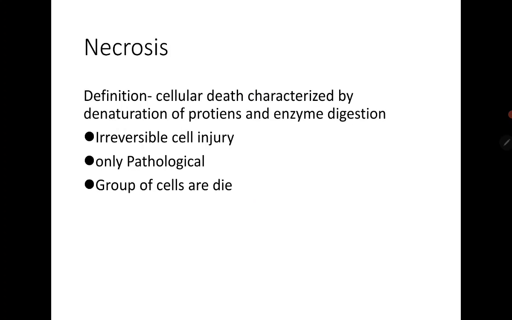So, necrosis, let's come to the definition. Cellular death characterized by denaturation of proteins as well as enzymatic digestion. In this concept, you should perfectly remember denaturation of the proteins as well as enzymatic digestion. Next, what are the characteristics of necrosis? Irreversible cell injury. It occurs only in pathological conditions, not physiological conditions. A group of cells die, because whenever it takes place, enzymes are released which cause death of the whole group of tissue, but not a single cell, whereas apoptosis takes place even in a single cell.